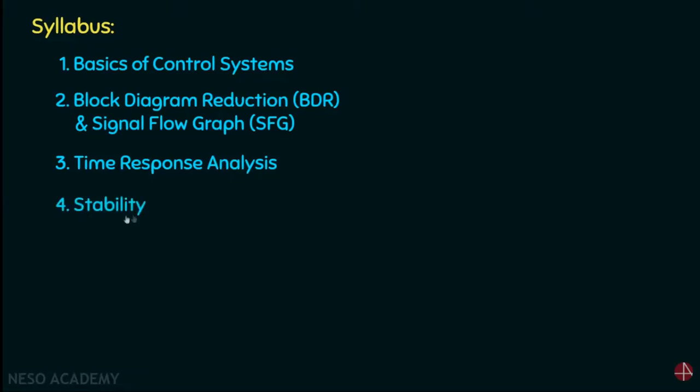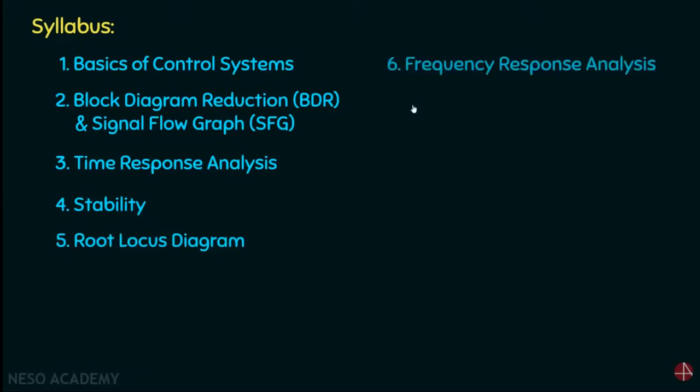In this chapter, we will mainly focus on the Routh-Hurwitz criteria for the absolute stability of any control system. After the completion of this chapter, we will move on to the fifth chapter, which is the root locus diagram. Then after that, we will move on to the frequency response analysis chapter. And from this chapter, we will completely switch to the frequency domain.